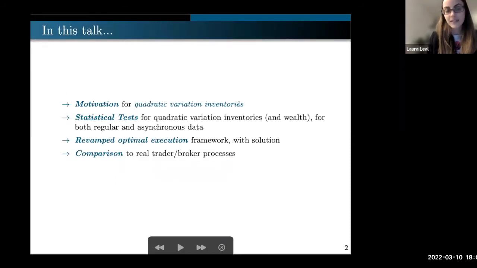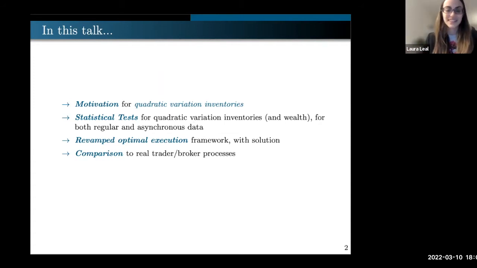So first we'll motivate quadratic variation inventories, and this is coming directly from the data. We want to see with our bare eyes what's going on. And then we cannot just say, oh, well, I see it. We have to prove that what we see is real. So we're going to do statistical tests in high frequency econometrics for the presence, or rather the absence, of these quadratic variation inventories, for both regular and asynchronous data. So regular would be binned every 1 minute, every 5 minutes, and asynchronous would be on the trade clock. So every time a trade happens, we record the data.